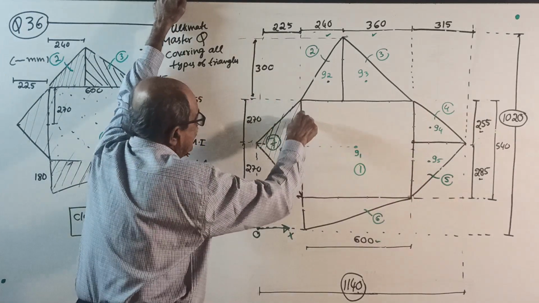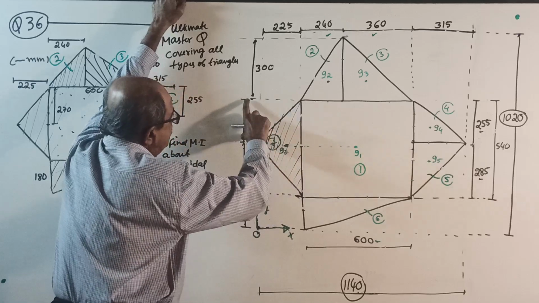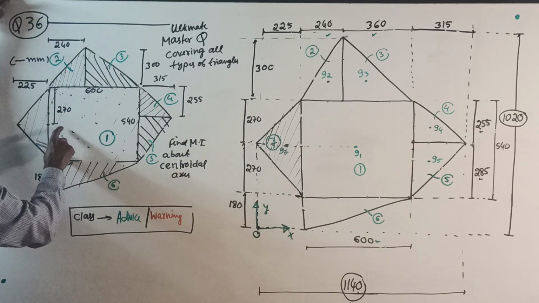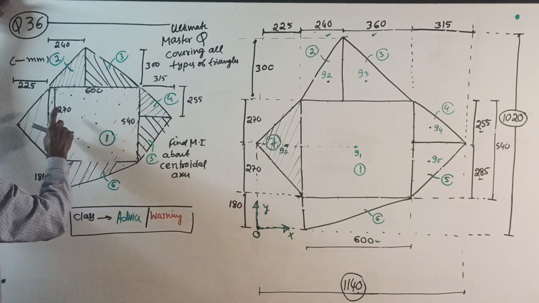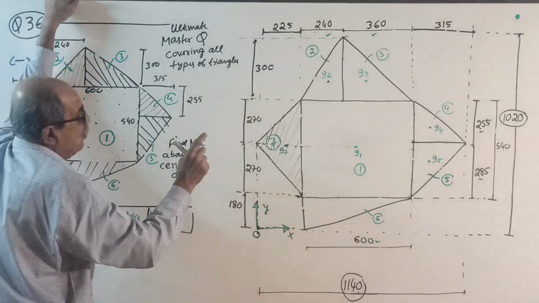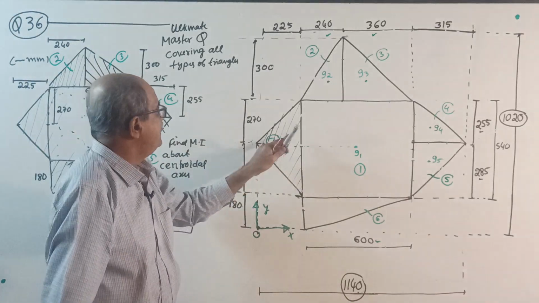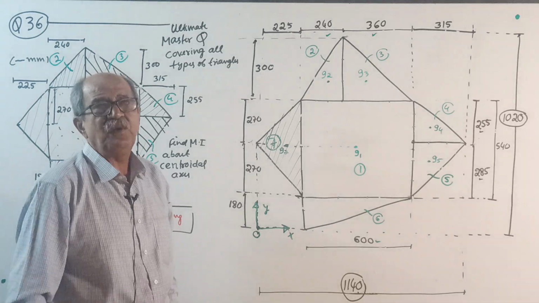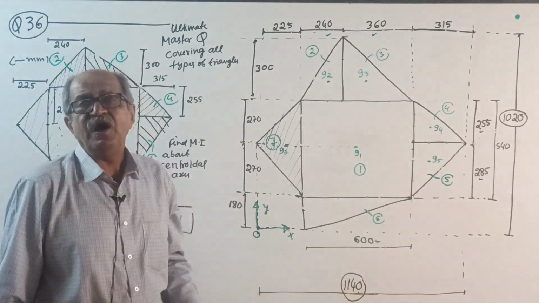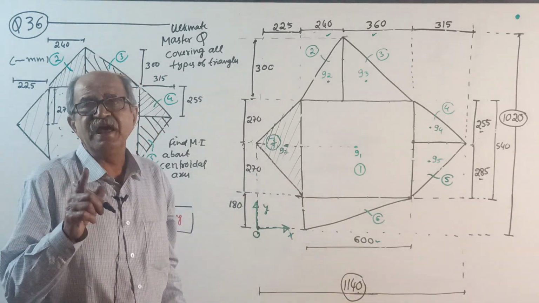540 is the base here, and 270 here. If that is 270, it is actually the midpoint of 540. If it is 270, this also is 270. Oh, this is an isosceles triangle. Dividing into two parts is not required, a waste of time. I see a right angle triangle or isosceles triangle. The moment of inertia should be for an isosceles triangle.